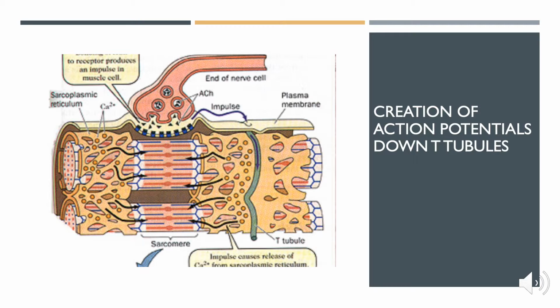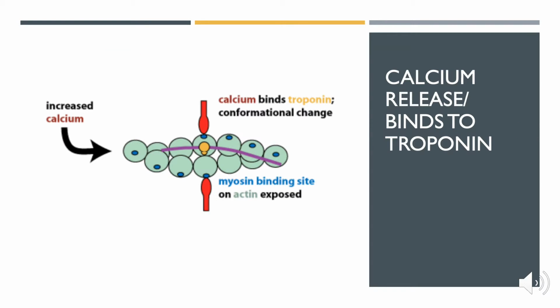In the T-tubules, the action potentials open voltage-gated ion channels that are linked to the calcium channels in the sarcoplasmic reticulum. The calcium diffuses out of the sarcoplasmic reticulum, down its concentration gradient, and into the cytosol. The calcium then binds to the troponin of the thin filaments.